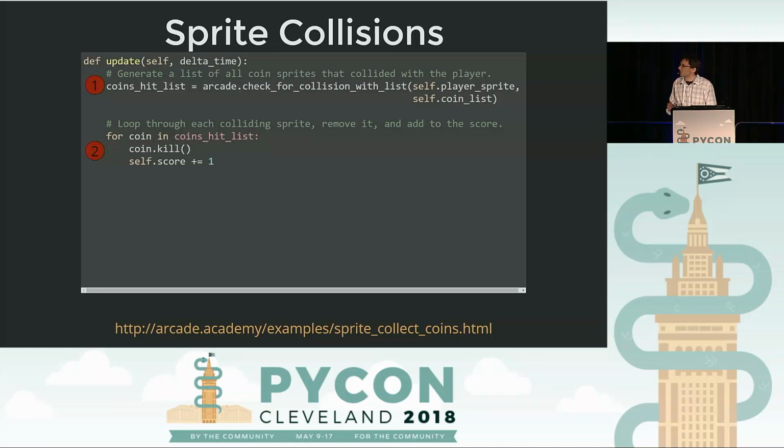Sprite collisions. You can detect if a sprite is hitting another sprite easily with the check for collision with list function. I'm giving it 2 pieces of information: my player, and the list of coin sprites. It's going to return a list of every single coin I'm contacting, if any. Then all I need to do is loop through each coin that I'm contacting. In this case, I call the kill command, which gets rid of the coin, and then I add 1 to my score. This is easy code.